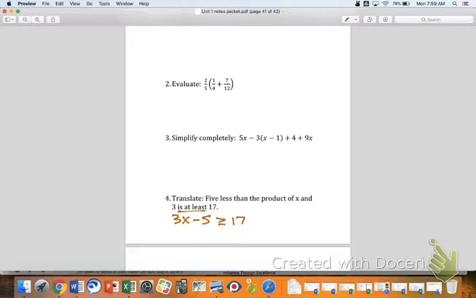Any questions on number 4 or number 3 for that matter? Anything I can teach? Questions I can answer?